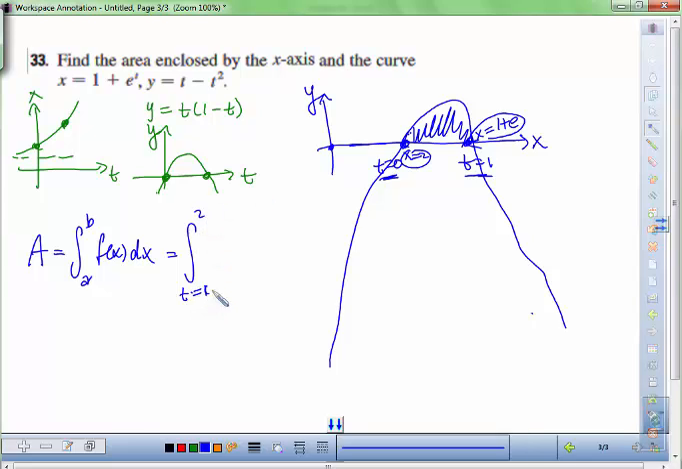I'm sorry, 0 to 1. And then in here we want y of t, and then here we want x prime of t, and then we have a dt. Right? So that formula is calling for us to find y of t and x prime of t. So y of t is just this, and x prime of t is just the derivative of e to the t.